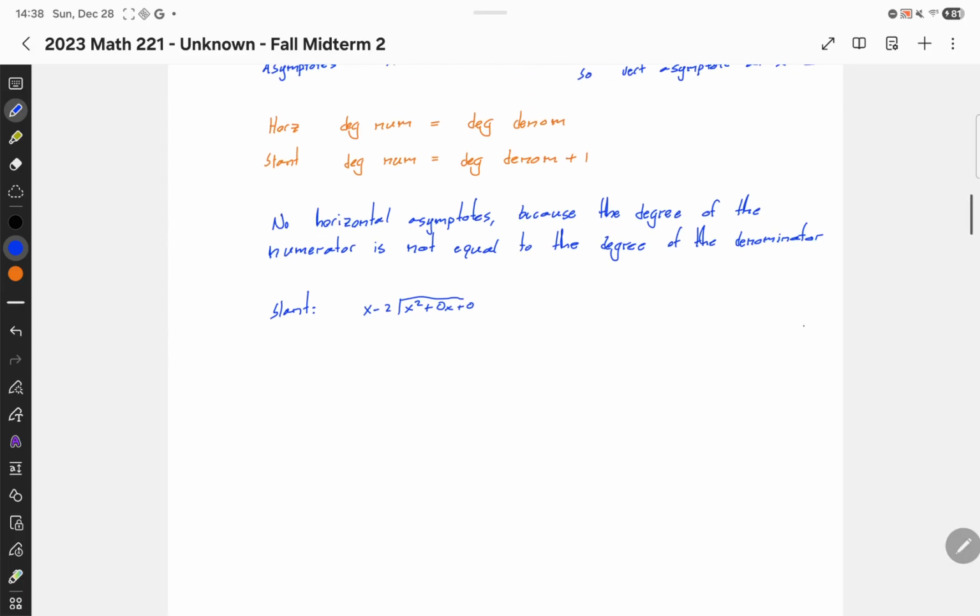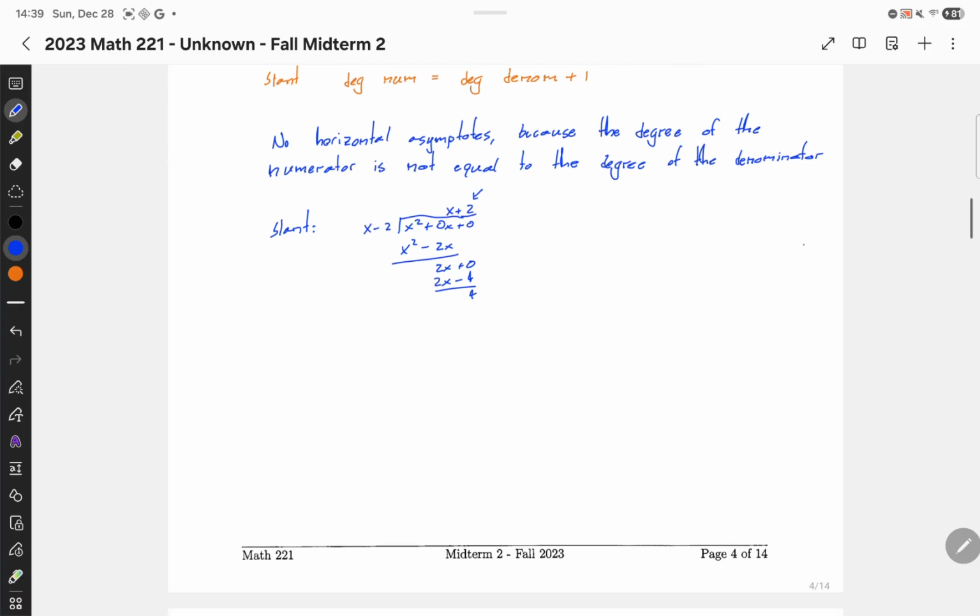And so the way we're going to do this division is, first off, we have an x and an x squared. So we're going to multiply by an x. That's going to give us x squared minus 2x. And when we subtract, we'll get 2x plus 0. And so to get rid of this 2x, we're going to need a 2 in front of our x. So we'll go plus 2. That gives us 2x minus 4, which just gives us 4. And remember, we're not worried about this remainder. We're just looking at the result right here. And that's going to be our slant asymptote.